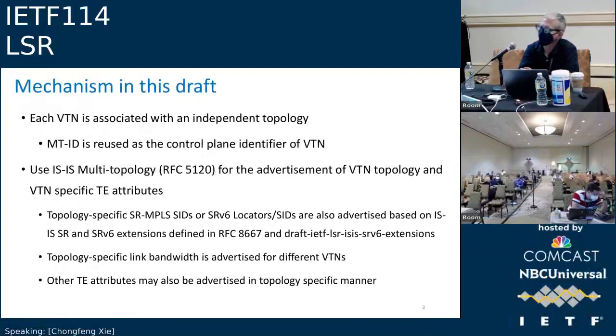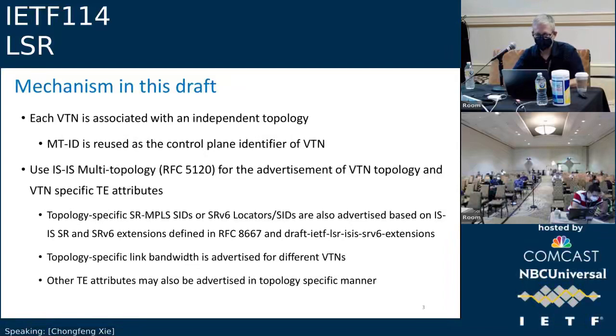ISIS multi-topology routing is used to create independent topologies in one network. So MT-based TLVs are introduced to carry topology-specific link state information. This provides the capability of specifying the customized attributes of each topology. When each VTN is associated with an independent network topology, the multi-topology ID could be used as an identifier of VTN control planes. So MT routing can be used with SR-based VTNs.